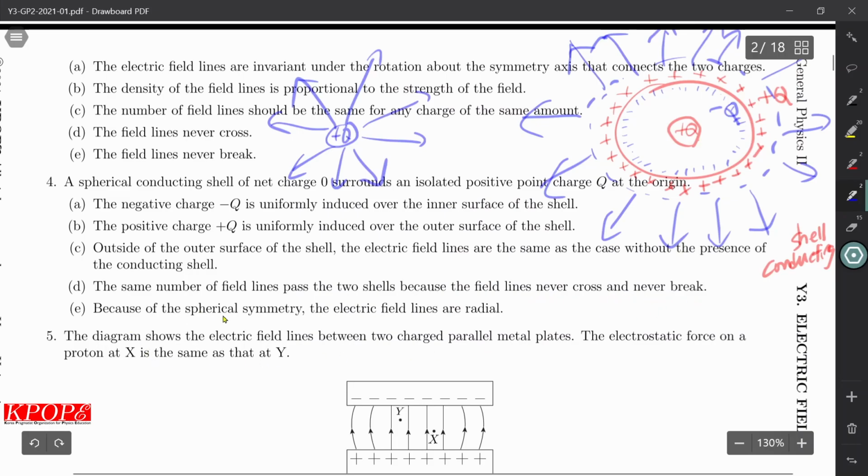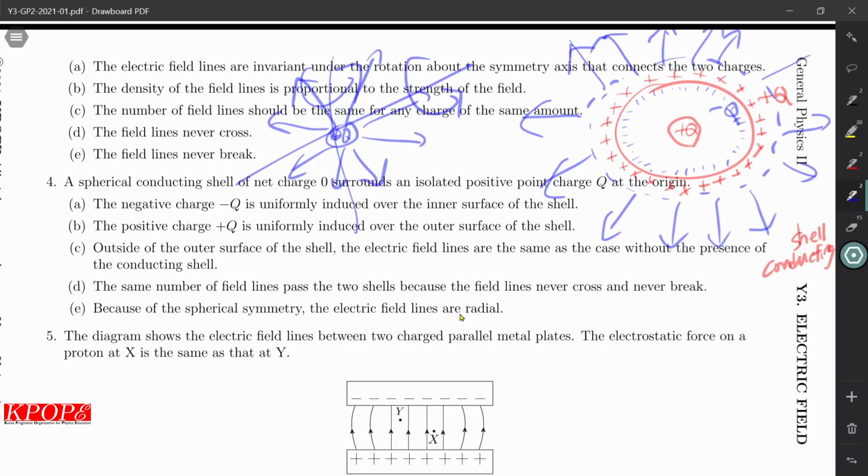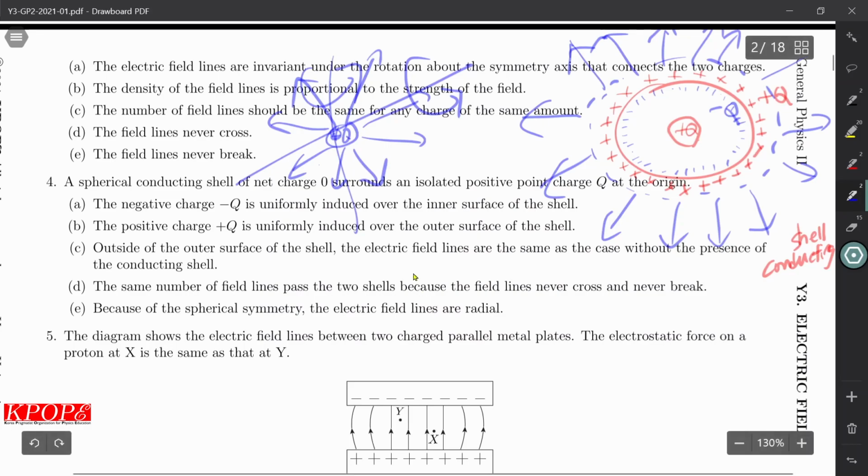Okay? Because of the spherical symmetry, the electric field lines are radial. Spherical symmetry is rotational symmetry about any axis. If you rotate about any axis passing through the center of this shell, there should be no change. So this system is invariant under rotation about any axis passing through the center. So that is a spherical symmetry. Because of that, the electric field must be in the radial direction.